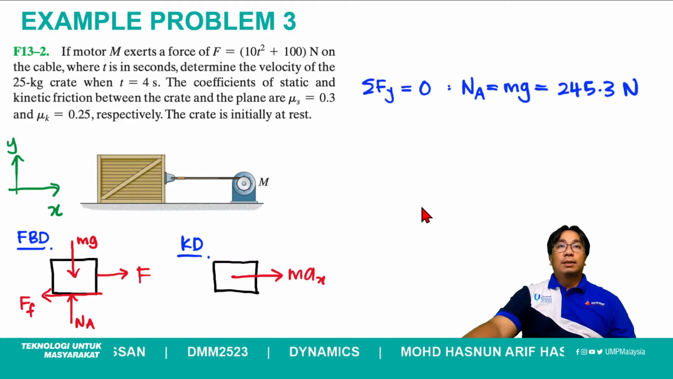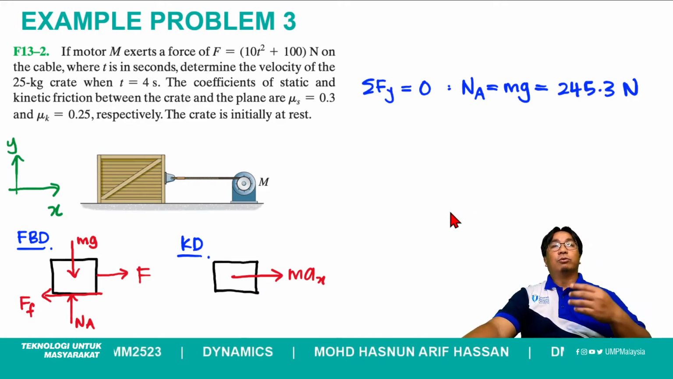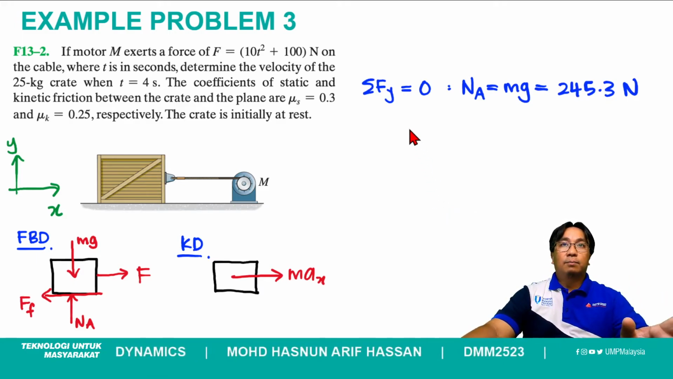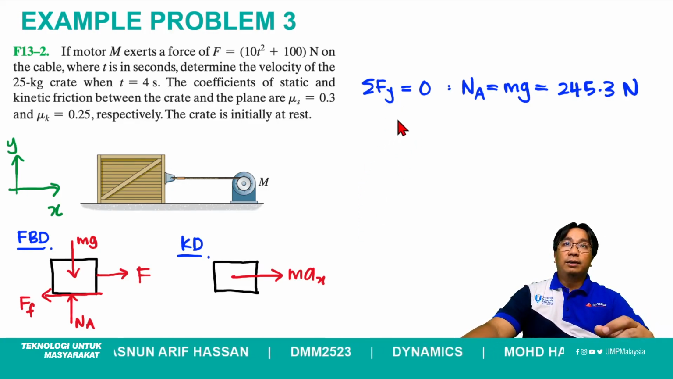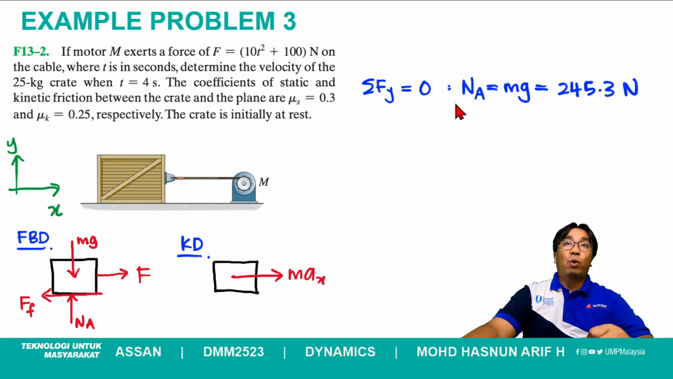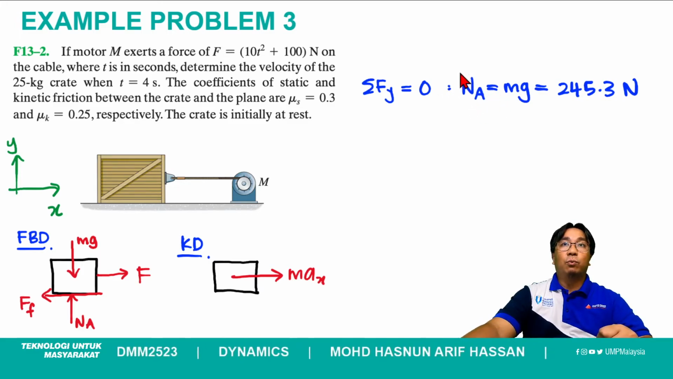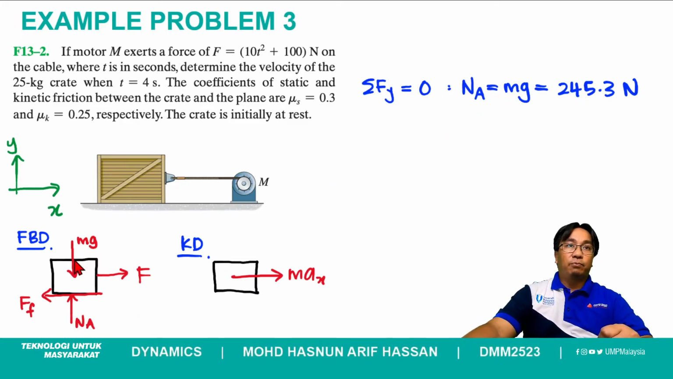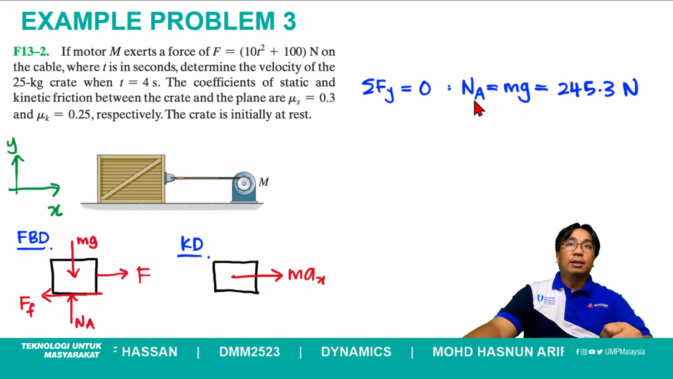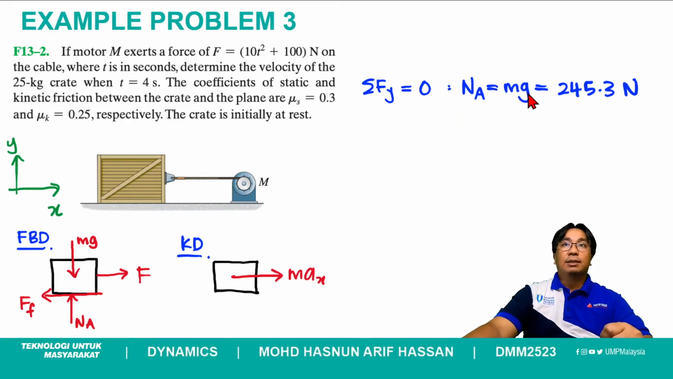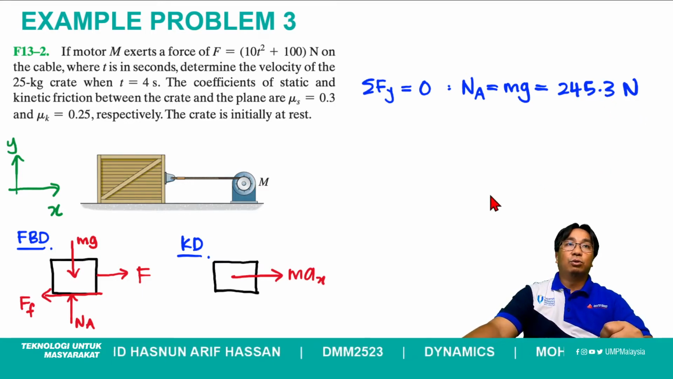Now, before we go to the equation of motion in the x-axis, we write down the equation of motion in the y-axis first because we need to know what NA is. From our free body diagram, NA minus mg is equal to 0. So NA is equal to mg, which is 245.3 Newton.